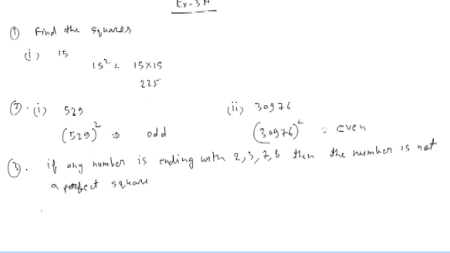So the first is 4893. The number is ending with 3, so it is not a perfect square.